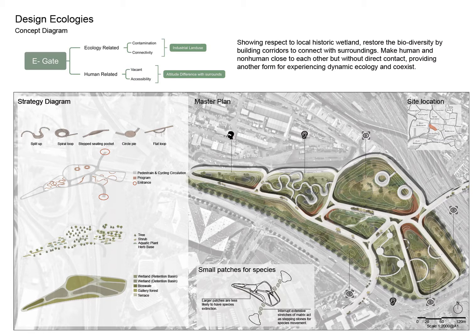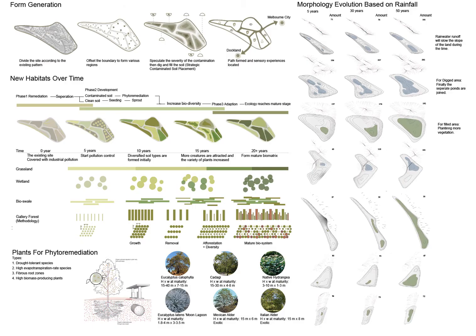Since the site connects Dockland to the south and the Flagstaff Garden in the city, as can be seen, there are small patches on the corridor, which act as stepping stones for species movement. And the left-hand side exploding diagram shows the planting strategy and the programs on the site.